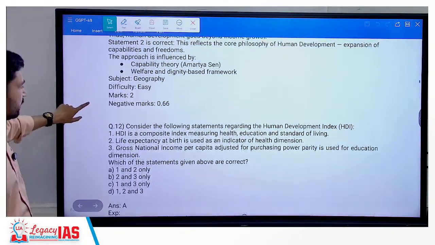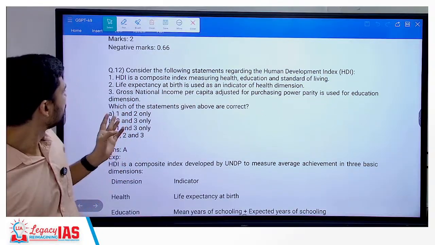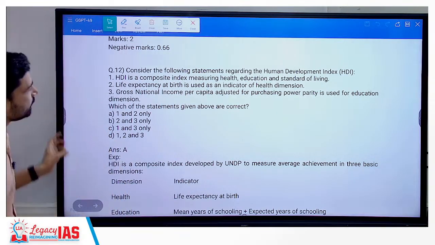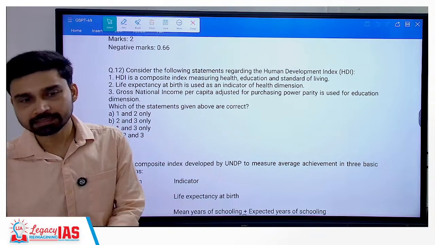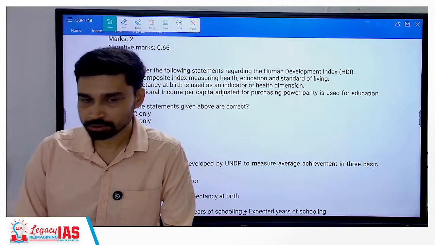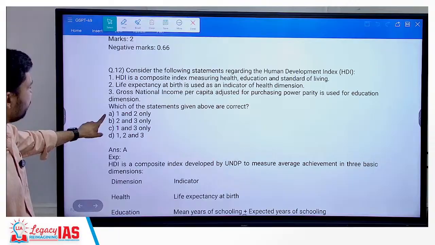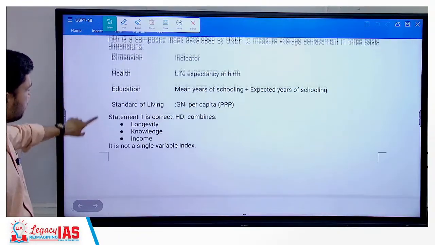Then HDI is a composite index measuring health, education, and standard of living, that we know. Life expectancy at birth is used as the indicator of the health dimension, that is also correct. GNI per capita adjusted for PPP is used for the education dimension. Okay, that is the income dimension, simple. So for education, which parameter do we use? Mean years of schooling, right? So what is the correct option? Only 1 and 2, A. So for the 12th question, A is the right option.